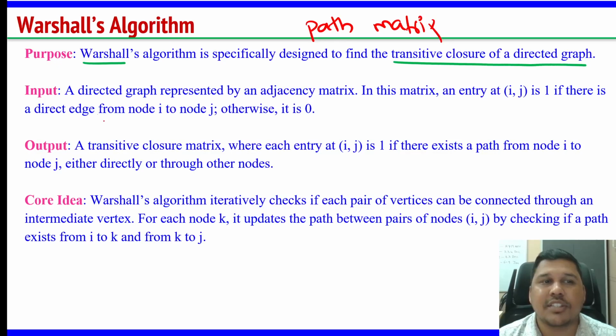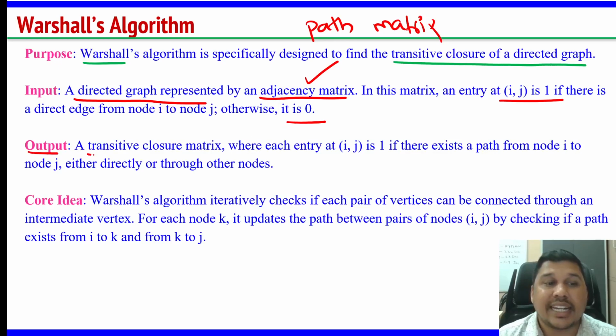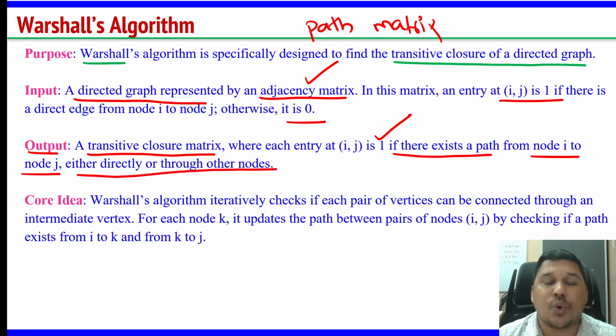What is the input for Warshall's algorithm? A directed graph represented by an adjacency matrix is the entry. In this adjacency matrix, if there is 1, there is a path, if there is 0, there is no path between those vertices. What is the output? A transitive closure matrix. If there exists a path from node I to J, it will put 1, either directly or through other nodes.